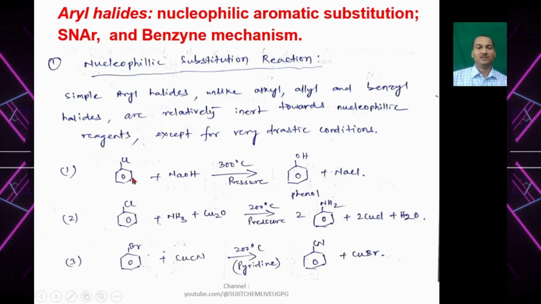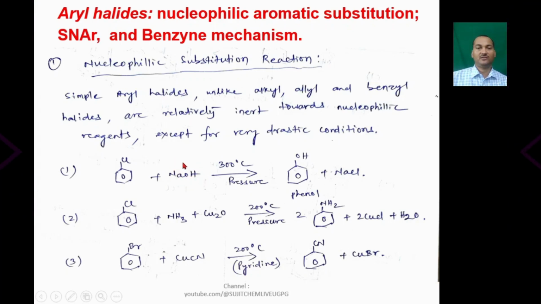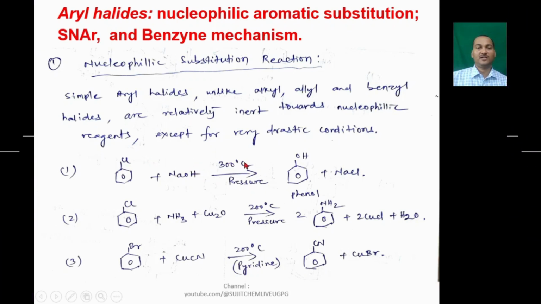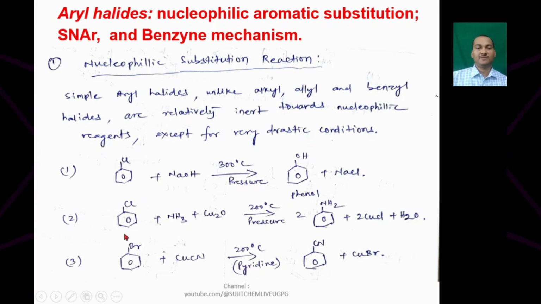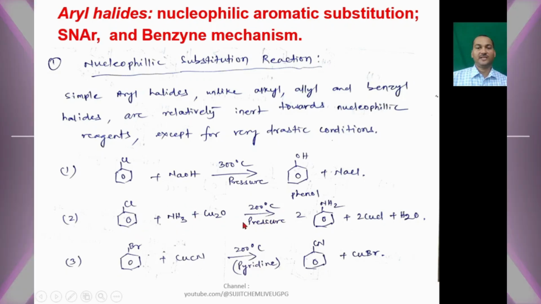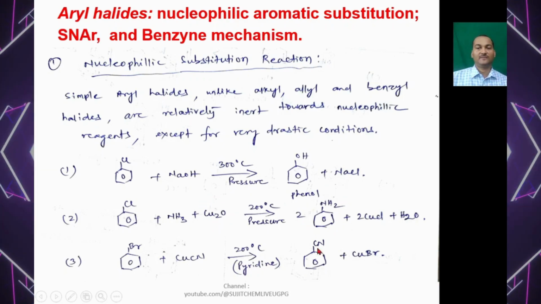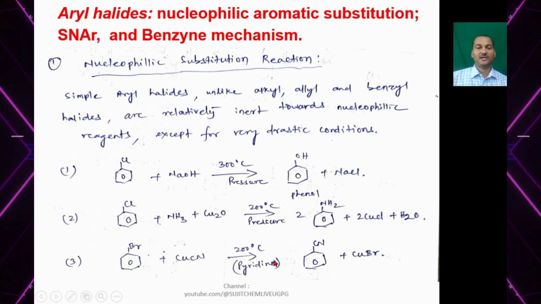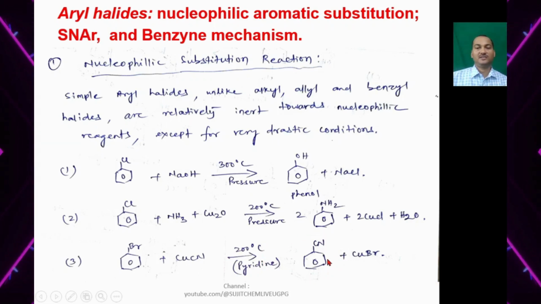Here chlorobenzene would react with sodium hydroxide. OH minus ion will be substituted under drastic conditions, 300 degrees Celsius and pressure. You get phenol. Similarly, chlorobenzene with ammonia at 200 degrees Celsius, pressure and copper oxide catalyst, you get aniline. Similarly, bromobenzene could react with CuCN, copper cyanide, in presence of pyridine at 200 degrees Celsius. You get cyanobenzene.